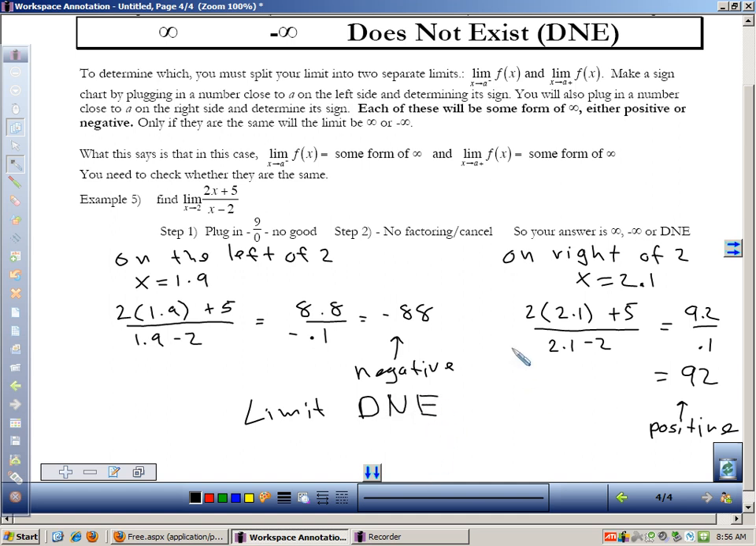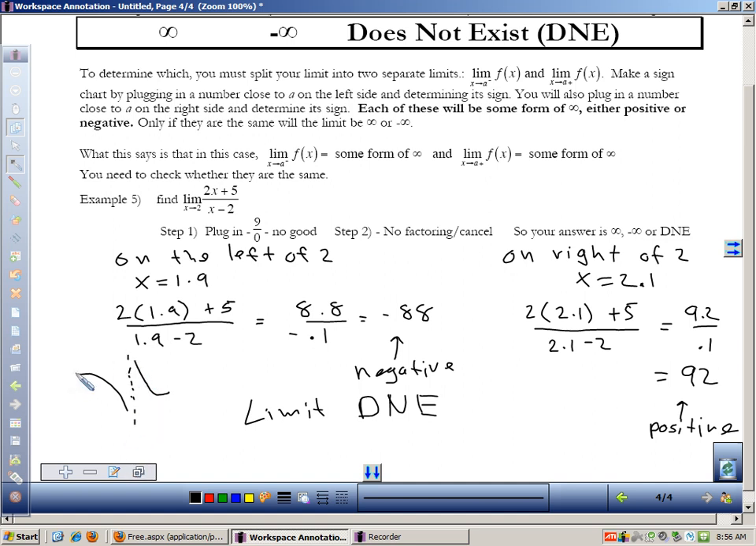If both of the signs turned out to be positive, that would tell me my limit was positive infinity. If both were negative, it would tell me my limit is negative infinity. So what this graph is going to look like as we get close to 2 is our graph is going to look like this. Sorry, I drew it backwards. It would be this way, and we'd have an asymptote here.